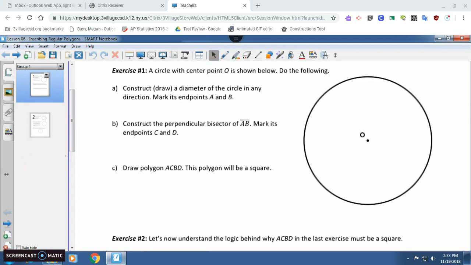In today's video, we're going to look at how to construct different polygons inside of circles. So if we get into the first exercise, we have a circle with center point O. Now remember, we would refer to this as circle O because circles are always identified by their center.